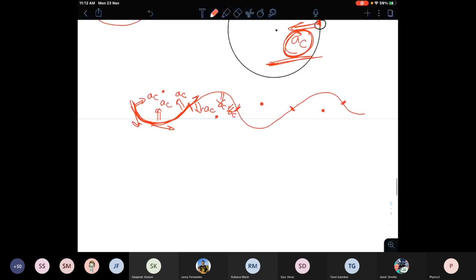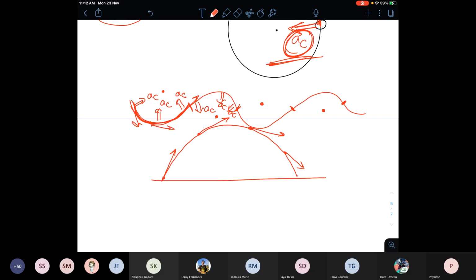Even in projectile motion. These are just examples, you don't have to draw, this is just for understanding. This is your projectile motion. You can see that the initial velocity was like this, then its velocity became like this, then like this, and so on. So the direction of velocity is changing.